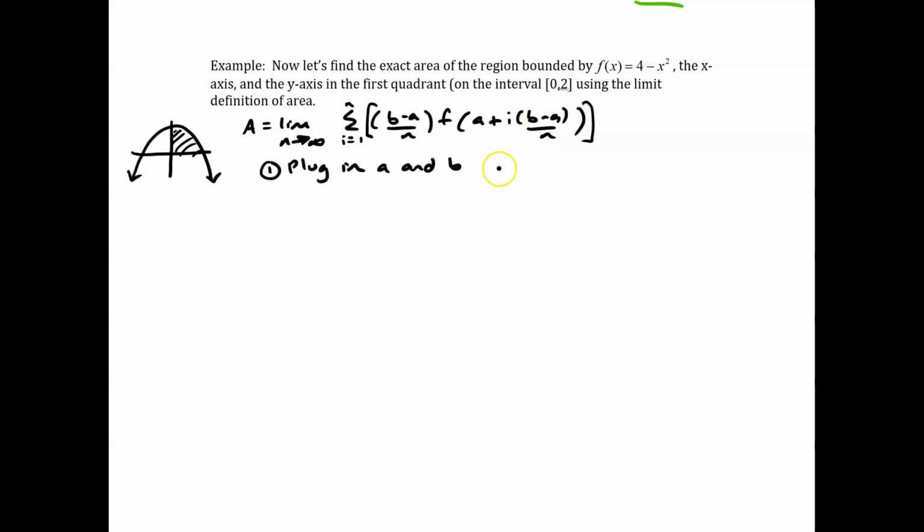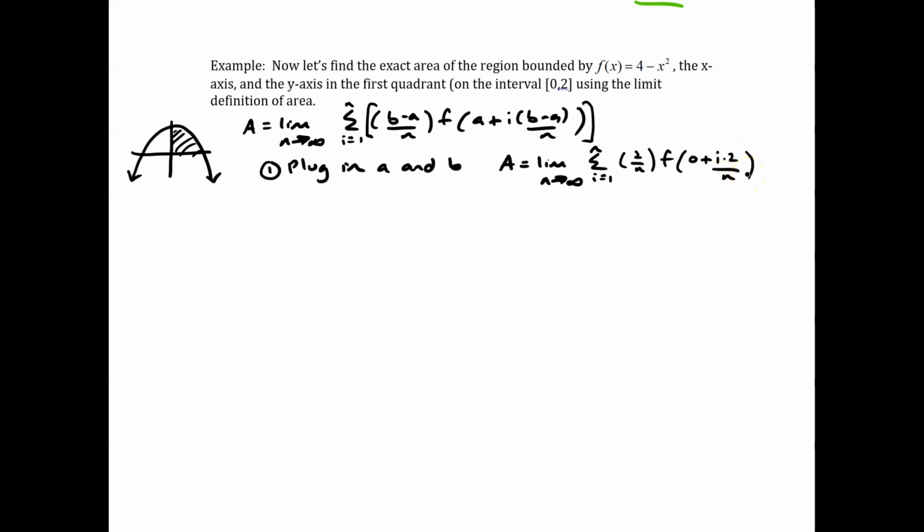equation becomes A is equal to limit n goes to infinity, summation, i is going 1 to n, and this is going to be 2 minus 0 divided by n, or just 2 divided by n, times f of, it's kind of nice that a is 0, and then we're going to have i, f of, so I'll just write it like this, 0 plus i times 2 minus 0 over n, so times 2, and that's over n.